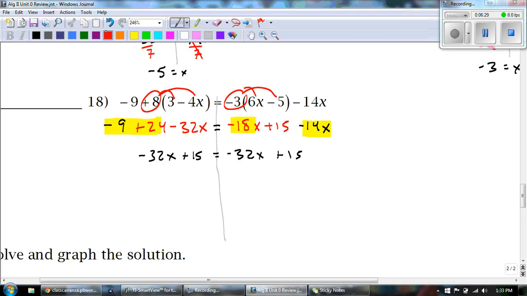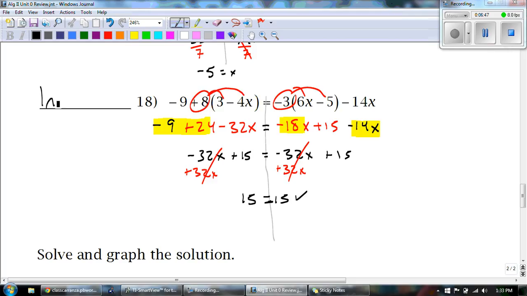Now remember, the next step is to get your variables to one side. So when I add 32x to both sides, whoa, they both cancel, and we're left with 15 equals 15. That's a true statement, guys. That means this is infinite solutions. So no matter what we plug in for x, we will always get a true statement.